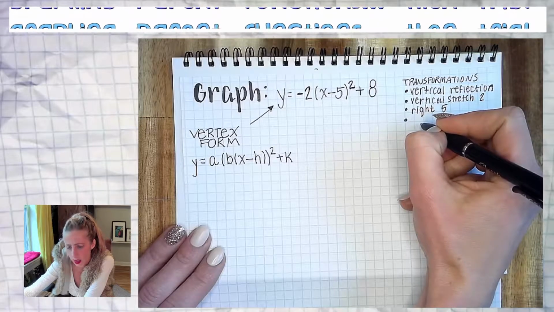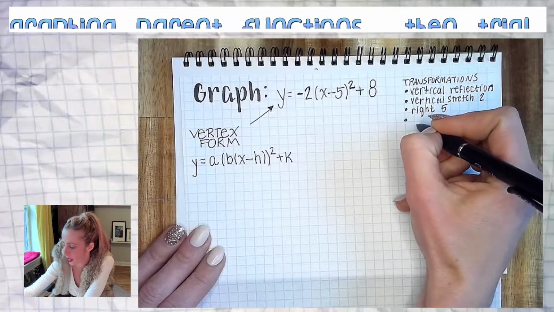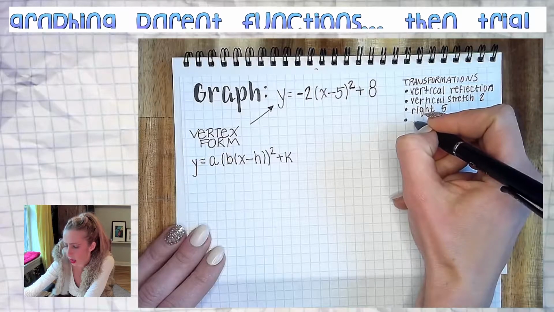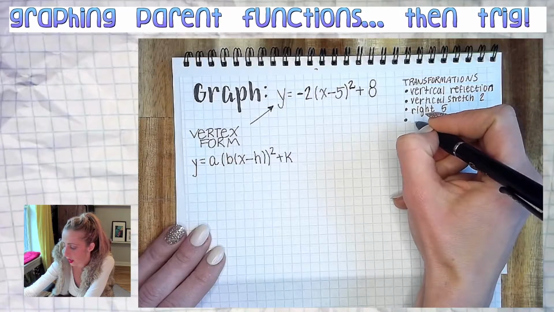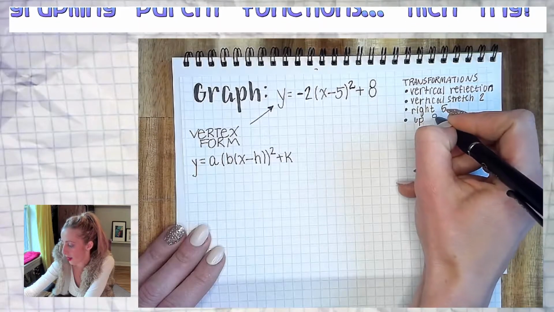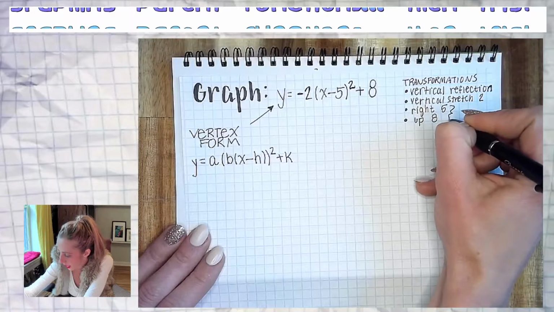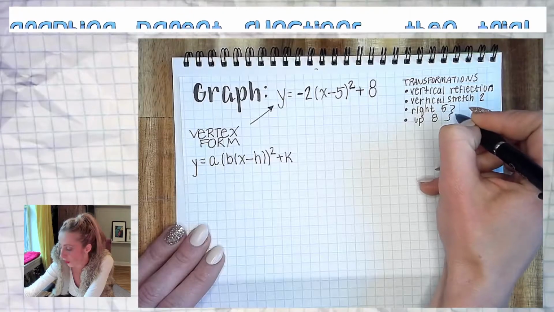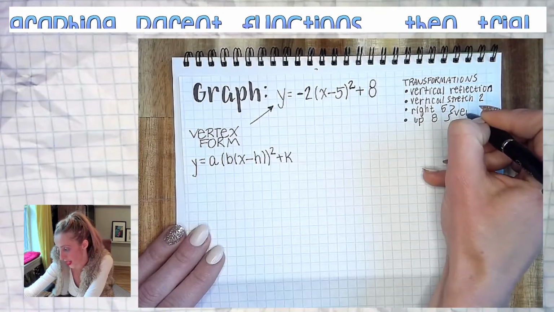Can I try? Yeah, anyone. Go ahead. Sammy, you want to try it? Go ahead. It moves it up 8. Yes, it's just going to be up 8. And by moves it, one of the main things that it's moving in this case is the vertex.